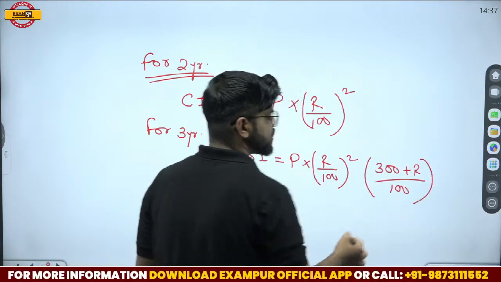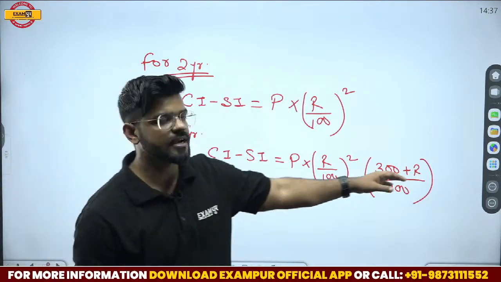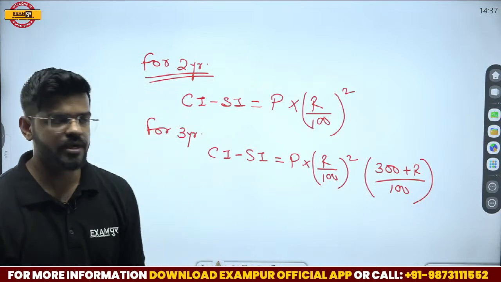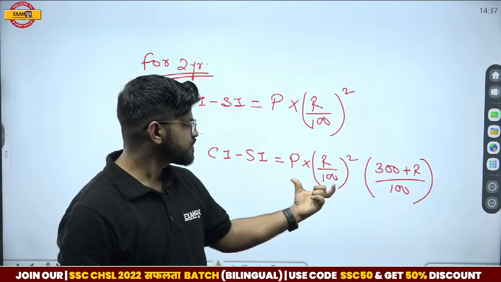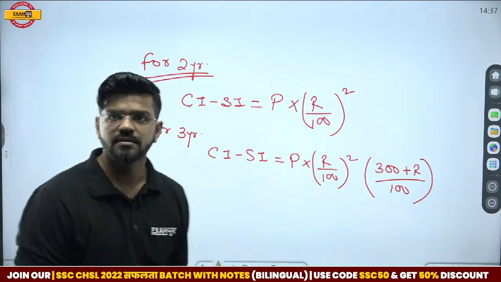Now, this is just extra. For 3 years, this is just an extra part. You have to learn this, okay? If you have learned the 3-year part, then this part is for 2 years and the whole is for 3 years, nothing else.